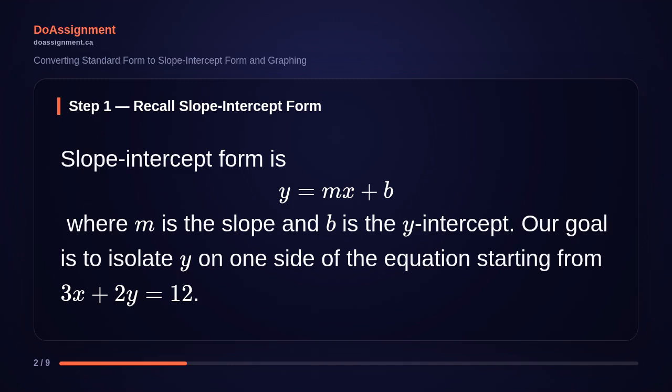We want to rewrite the equation in slope-intercept form, which is y equals mx plus b. Here, m represents the slope and b represents the y-intercept. We need to isolate y on the left side.